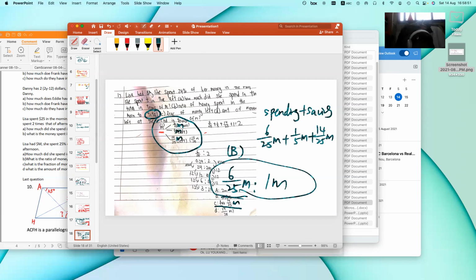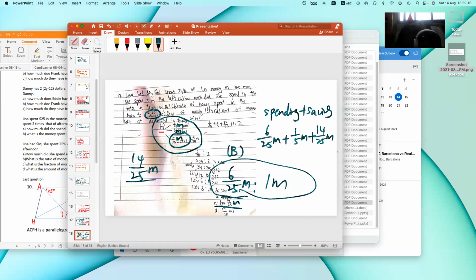So now, the question asks for the fraction of money left. So basically, you should be looking at this, right? 14 over 25 M, right? Am I right? The question asks for what? Fraction of money left. Repeat the keyword. What's the keyword here? Fraction of money left. Keyword, one word. Left.